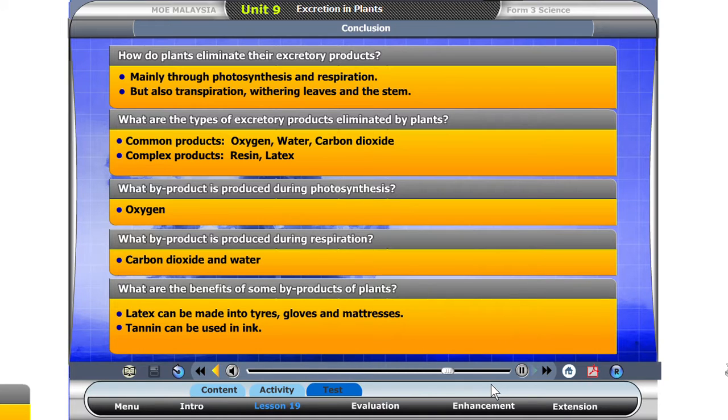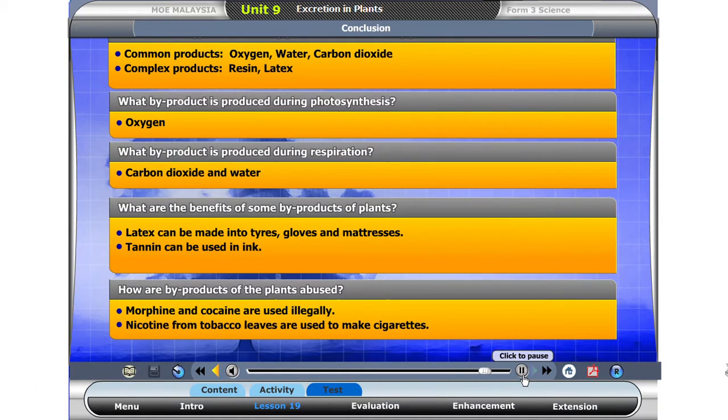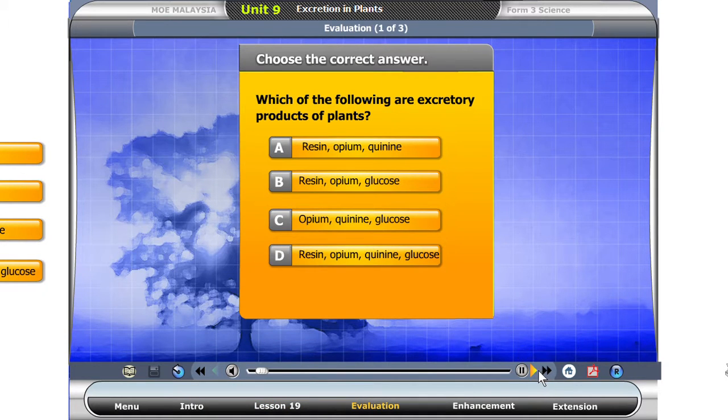Beneficial excretory products from plants are latex, which can be made into tires, gloves, and mattresses, and tannin, which can be used in ink. Toxic waste such as morphine and cocaine are used illegally. Nicotine is used in cigarettes. Choose the correct answer.